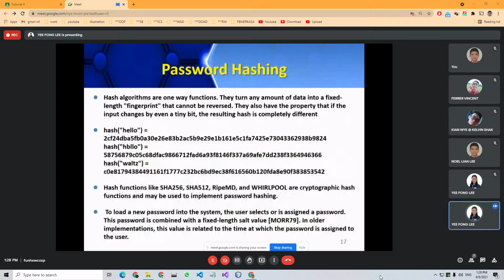Next one, we look at password hashing. Look at the slide there. Hash algorithms are one-way functions. They turn any amount of data into a fixed length that cannot be reversed. They also have the property that if the input changes by even a tiny bit, the resulting hash is completely different. So this is used for protecting the password, right? However, the hashed password itself is not unique due to the nature of the hash function.